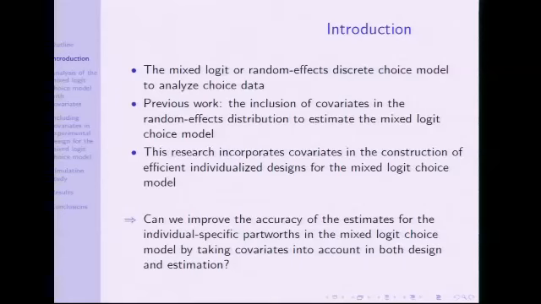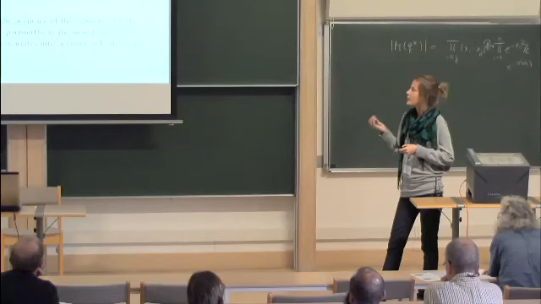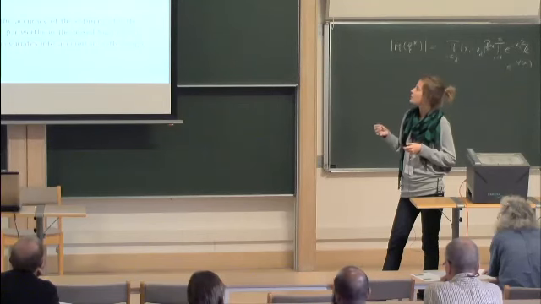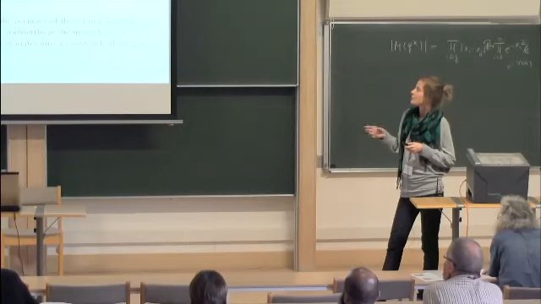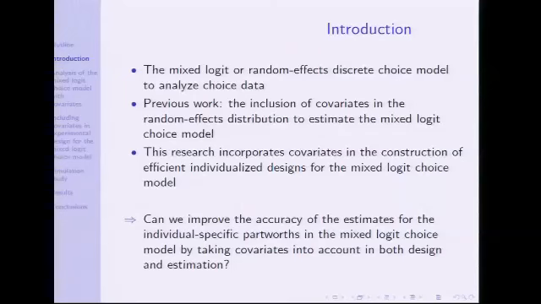Now, what is done already in the literature is incorporating covariate information in the estimation of the mixed logit model, more specifically in the hierarchical Bayes estimation of this model. But we extend previous work by not only including this information in the estimation, but also in the experimental design of the model. And we wonder whether we can improve the accuracy of the individual level estimates, of the individual level parameters of the mixed logit choice model by taking this covariate information into account in both design and estimation.